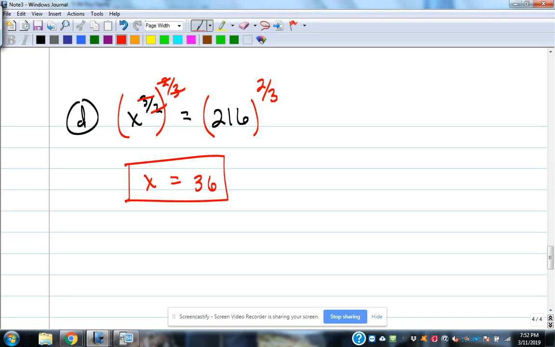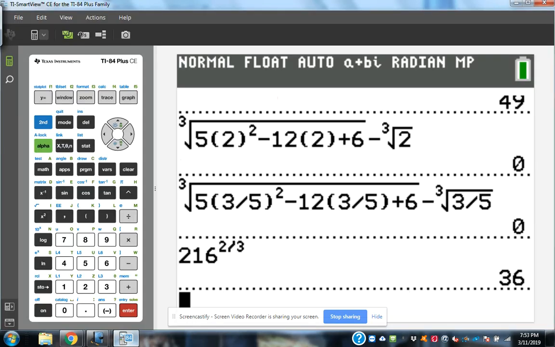Now that was pretty easy, right? Again, that was a shorter one. We're going to get to the ones that are longer. I did 216 raised to the 2/3 power. Just work that out.